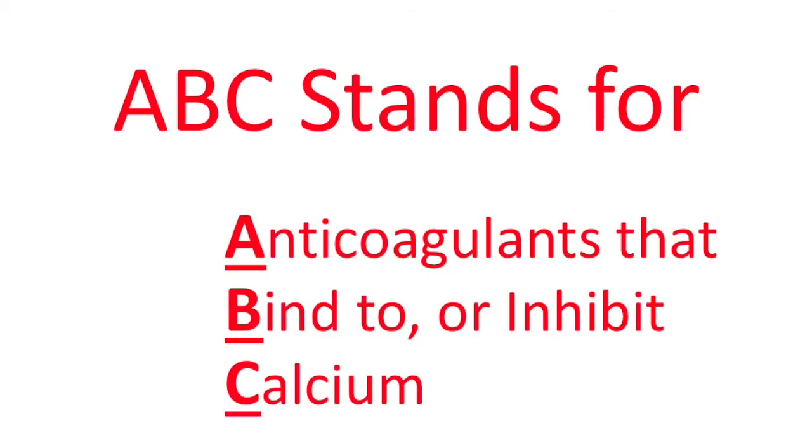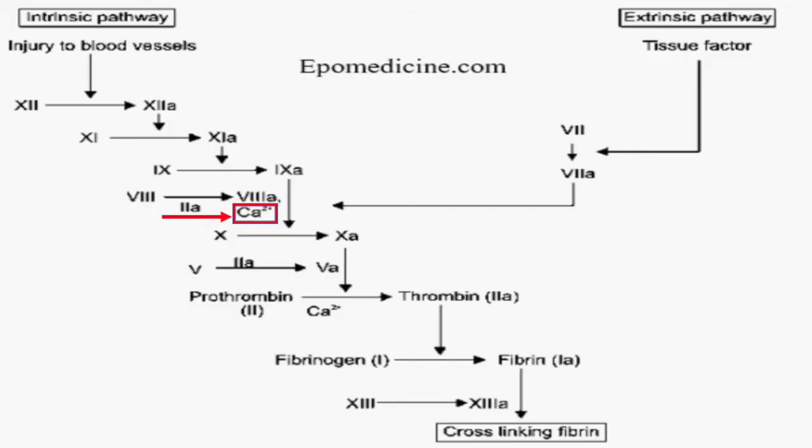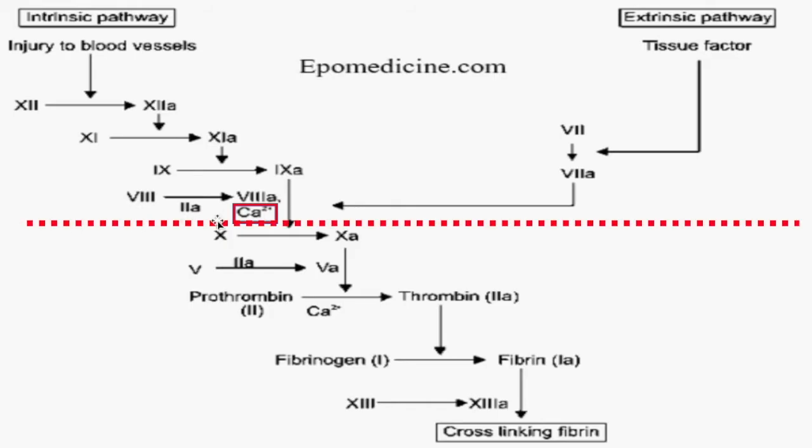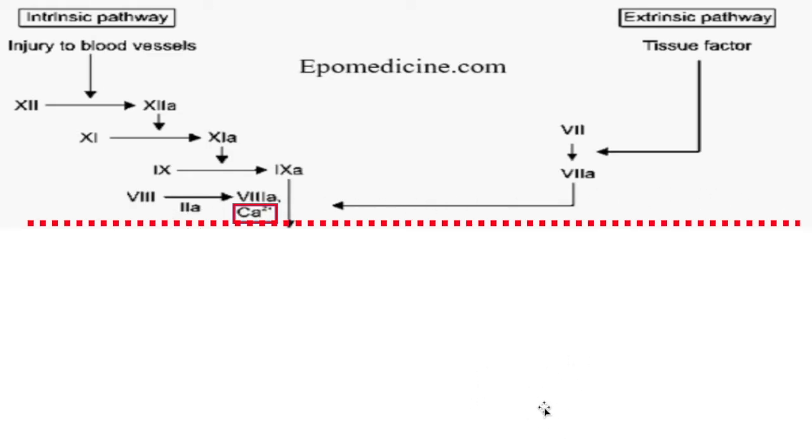So if one of these things does not take place, then we can't form a clot. Back to this, we have tubes that bind to or inhibit calcium. So 3 tubes actually come in here and remove the calcium or prevent it from activating, which pretty much puts a stop on the rest of this coagulation cascade, thus preventing the clot from forming. So we cannot have a clot.